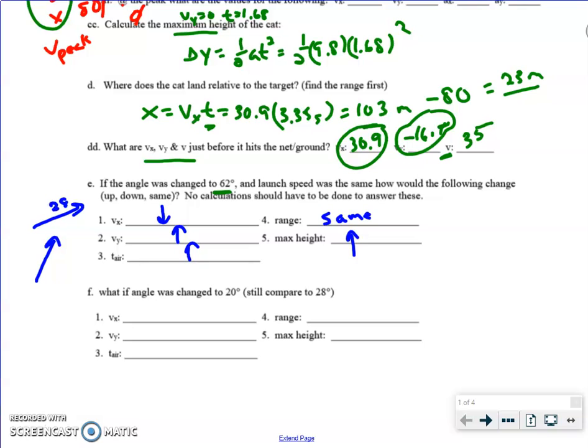Now let's compare 20 to 28. So 20 is more horizontal than 28, so the horizontal velocity is going to go up. It's going to be less vertical. Time in the air is going to be less. Range, all right, now 20 is further away from 45 degrees than 28, so the range is going to go down, and the maximum height is going to go down.